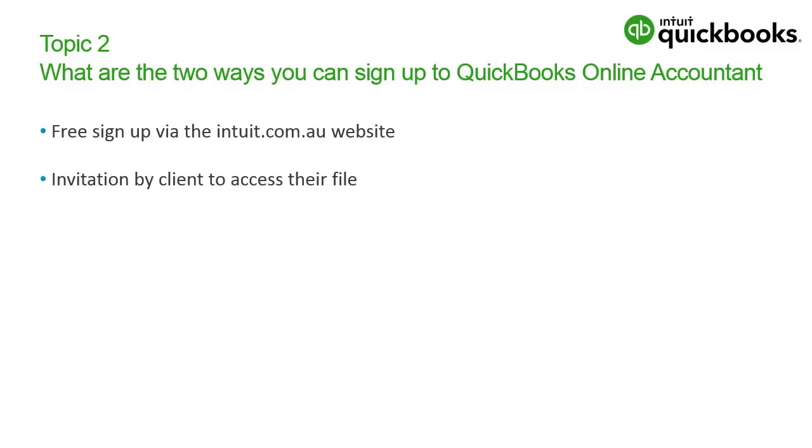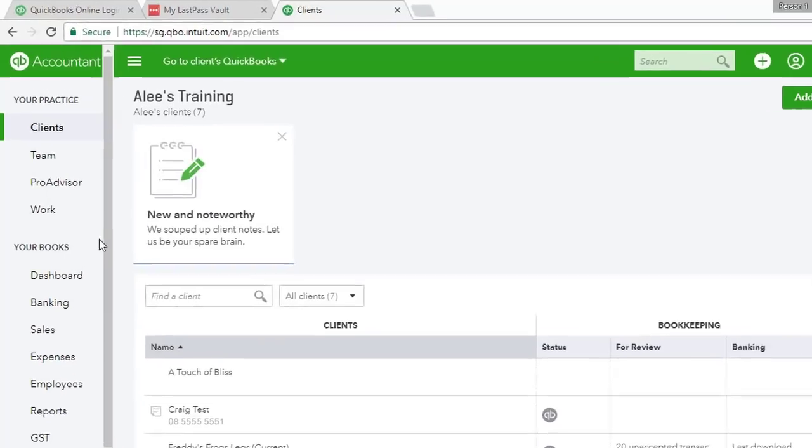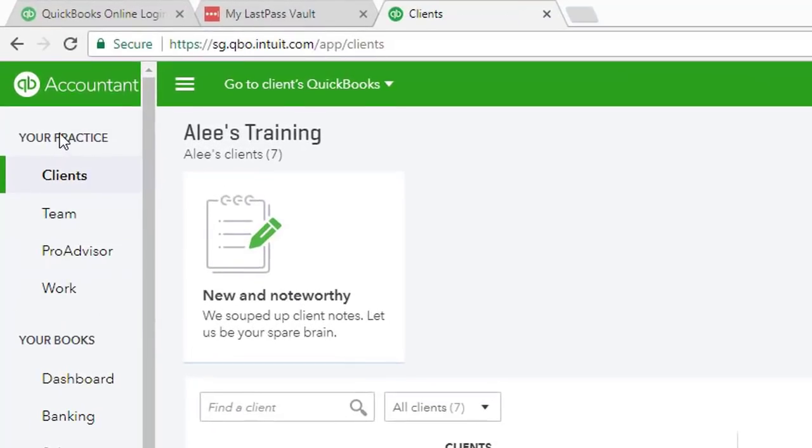So this brings us now to topic 3. We're going to look at the basic navigation of QuickBooks Online Accountant, where there are 4 main areas of the QuickBooks Online Accountant dashboard. So the 4 main areas are the navigation bar on the left-hand side of the screen here, underneath the QB Accountant. Now that QB Accountant signifies that you have signed in as a QuickBooks Online Accountant user.